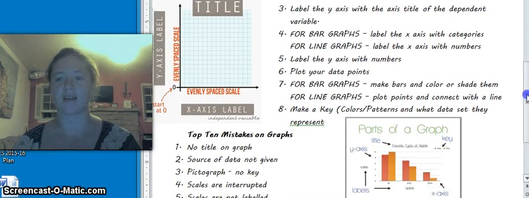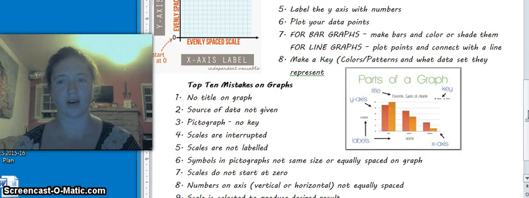If I go down here a little bit more, here's one for a bar graph. Very similar. We've got our y-axis with our label, our x-axis with a label, we've got our title, we've got our data points, but on a bar graph you always have a key. On a line graph you don't always have a key, only if you have more than one line.